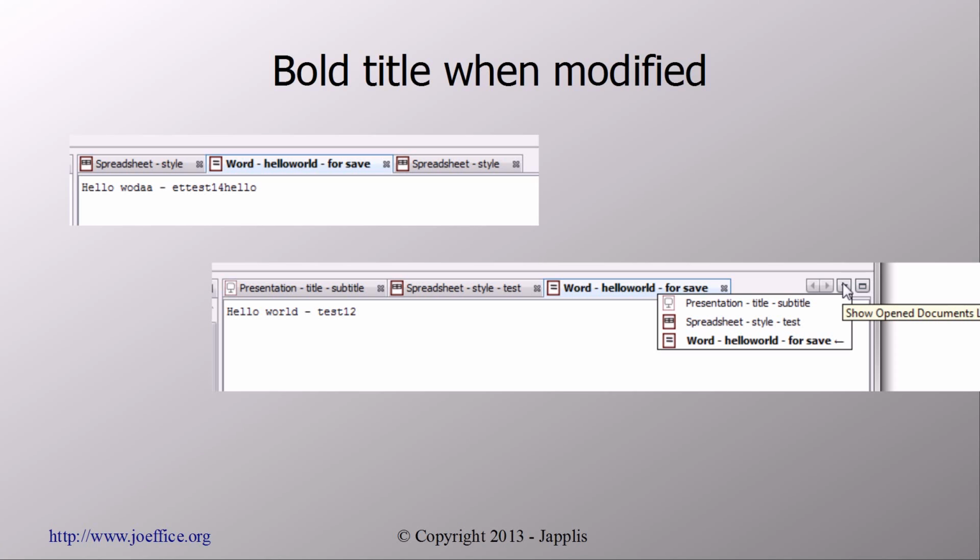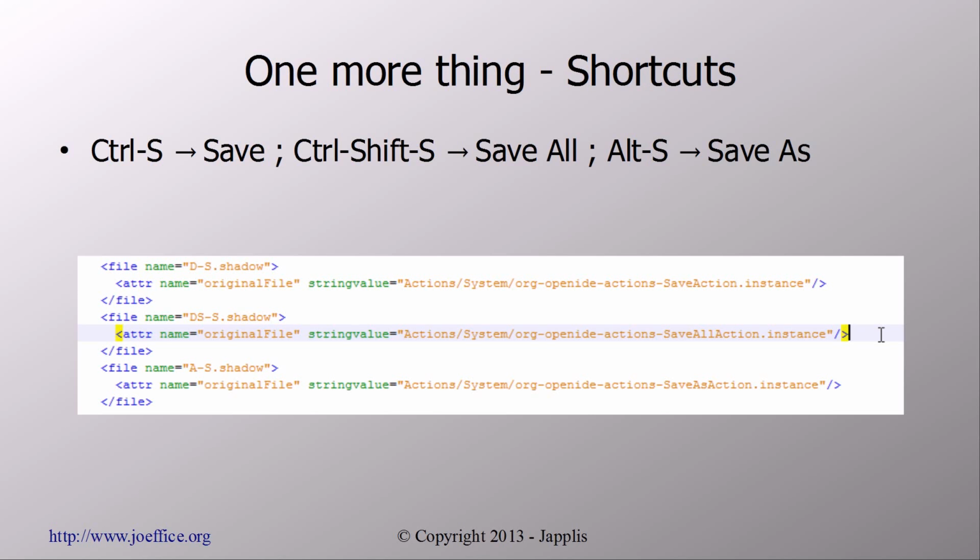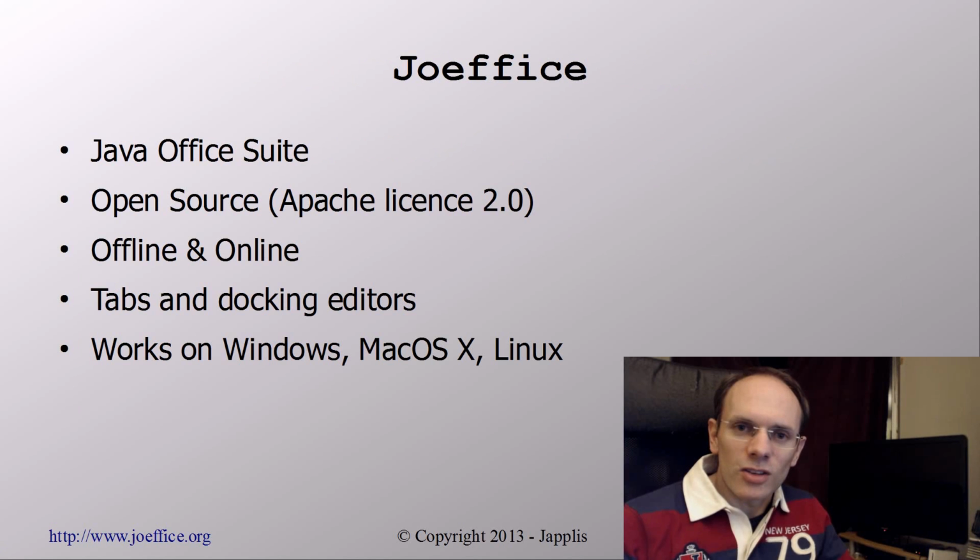You see when a document is modified, you can easily notice it if you have a lot of open documents, because it's in bold in the tabs. Also, if you select from the pop-up menu on the right side, you will see all your unsaved documents in bold. And one more thing today, I've also added some shortcuts that weren't there: Control S for save, save all, and also save as. Well, that's it for today.